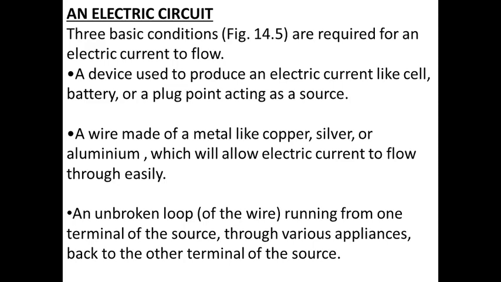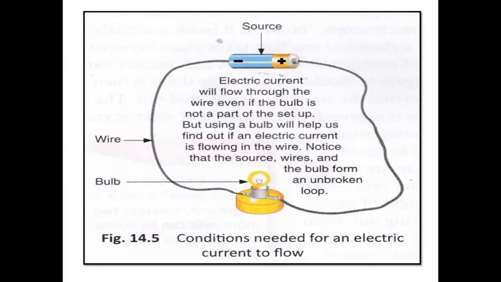And the unbroken loop is the wire running from one terminal of the source through the various appliances and again back to the other terminal of the source, which means the flow is there. Okay, continuous flow is there. So you can see here the conditions needed for an electric current to flow. If the wire is there and the bulb is there, but there is no source, then there is no current.